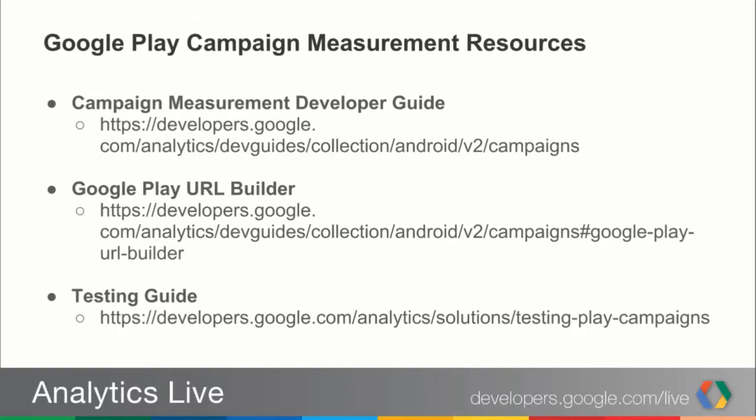The first is our Campaign Measurement Developer Guide. That's at the developer site, and if you just look on the left nav, it'll be under the Android SDK and then Campaigns. We also have that Google Play URL builder, and that tool is actually embedded into the Campaign Dev Guide as well. And then we also recently just published a testing guide, so you'll see all of the ADB commands that I just used. We published all those as well, so it's in our solutions section. So you can go check that out, and you should have everything you need to implement and test.